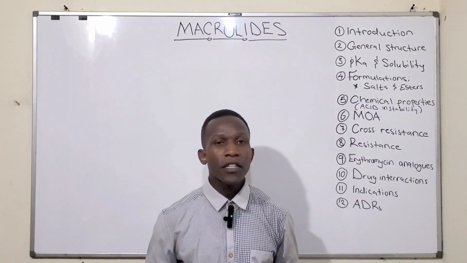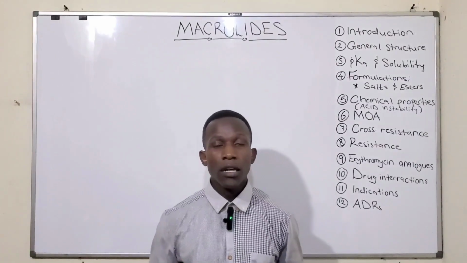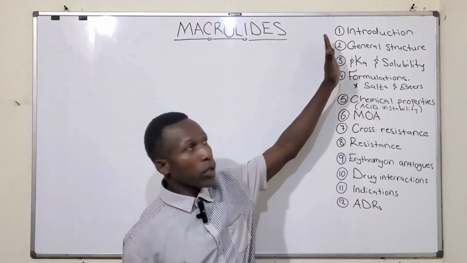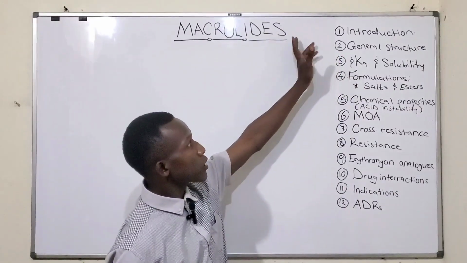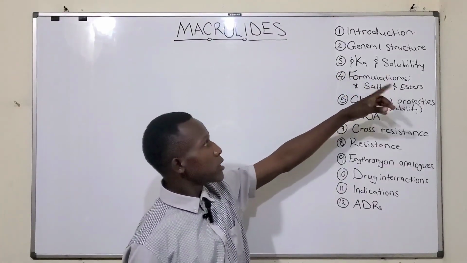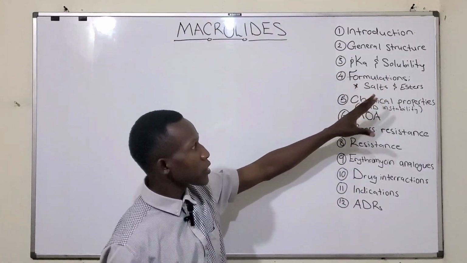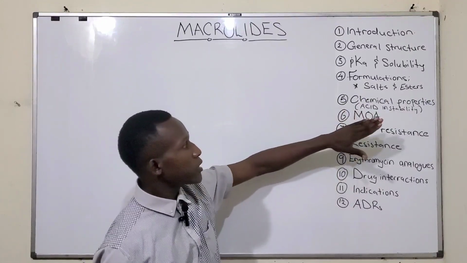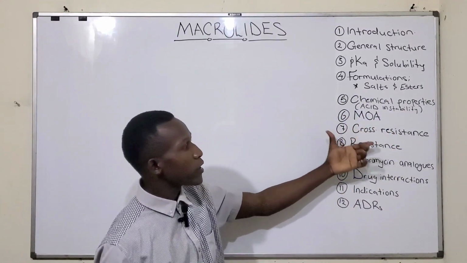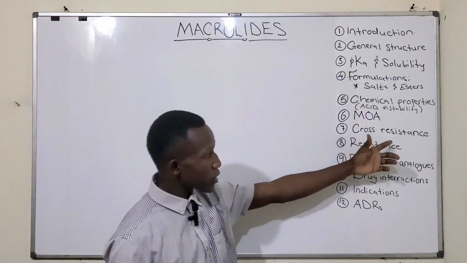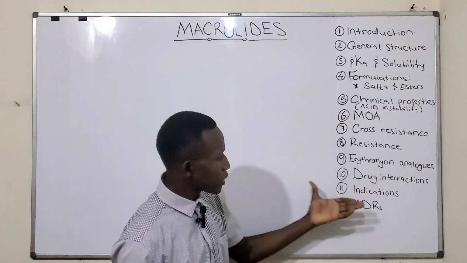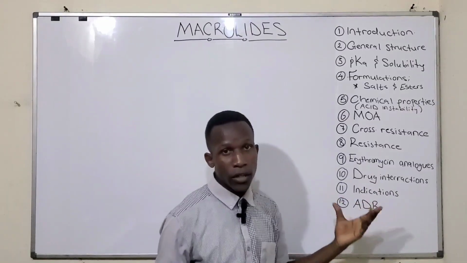Yes, it's the guy. In this video, we are going to talk about macrolides as a class of antimicrobial. Here is the summary of what we are going to talk about. We are going to introduce our topic. We talk about the genome structure, pKa and solubility, formulations. We talk about the salts and esters, chemical properties, where we have the acid stability, mechanism of action, resistance, cross-resistance, erythromycin analogs, drug interactions, indications, and adverse drug reactions.